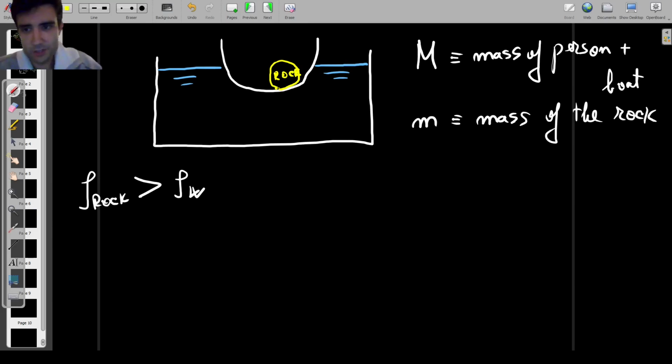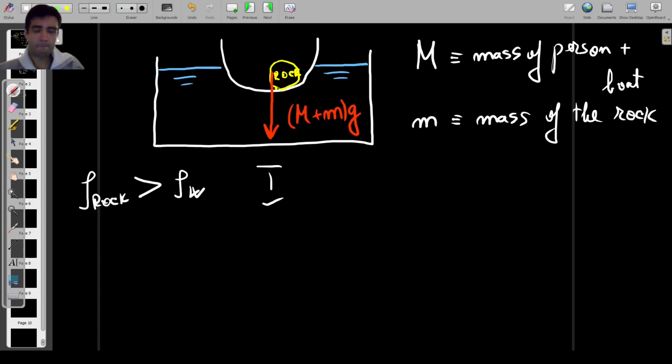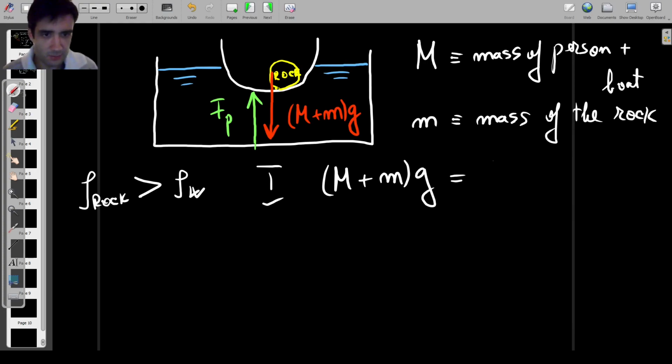Okay, so let's start with case one. So in case one, the total weight of the system is M plus m times g, right? And this is in equilibrium, which means that the force due to the pressure is equal to the total weight. So we can write that M plus m times g is equal to Fp. Okay, so far so good.